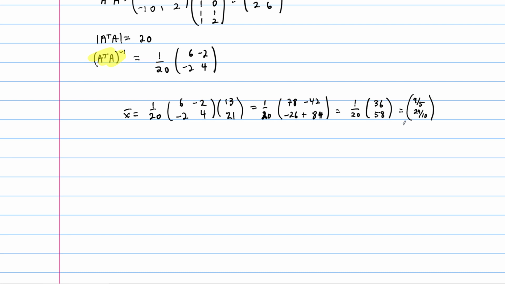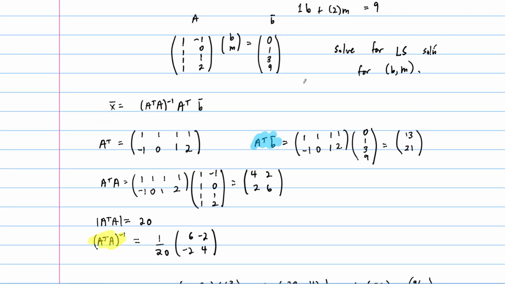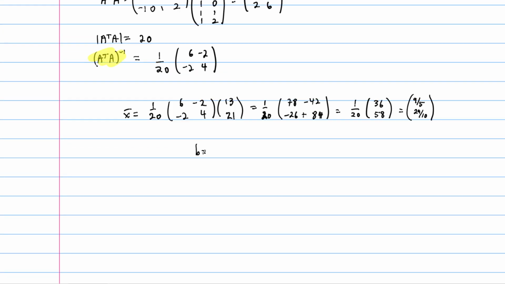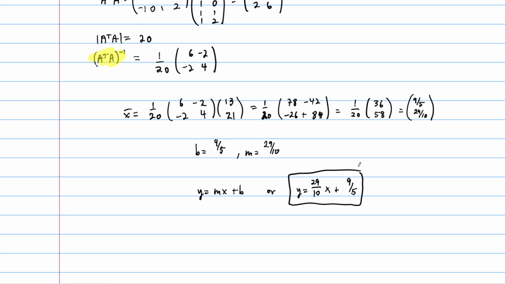And then remember what these answers to our x hat correspond to. These are the values of B and M from our linear system, right? So for our equation of our line, we just found B and M. So what we found then is that B is equal to 9/5 and M is equal to 29/10. And so the equation of our best fit line is then y equals mx plus b, or in this case, y equals 29 over 10 times x plus 9 over 5. And so that's the equation of the line that best fits the data given by the table for this example.